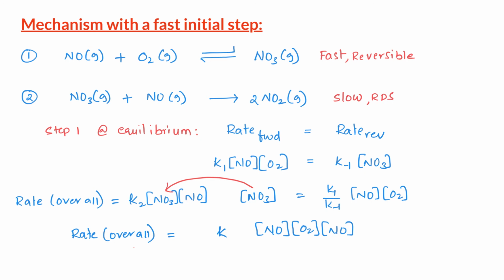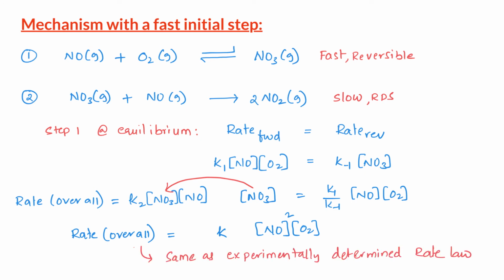So we can write the simplified form of the rate equation as rate is equal to K times concentration of NO to the power 2 times concentration of O2. This rate law, which is deduced from the mechanism, is same as experimentally determined rate law. Therefore, we can agree that this mechanism is a reasonable mechanism.